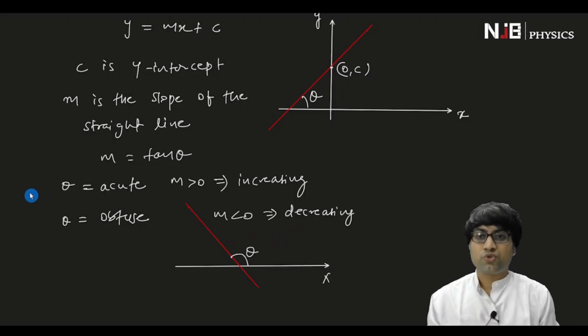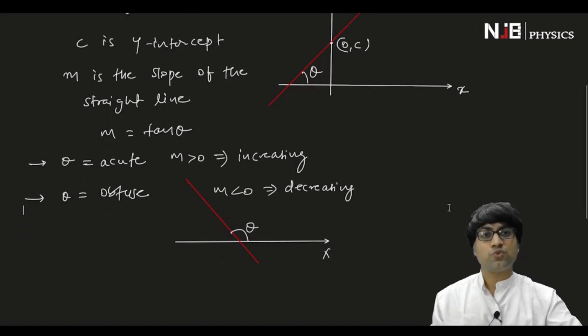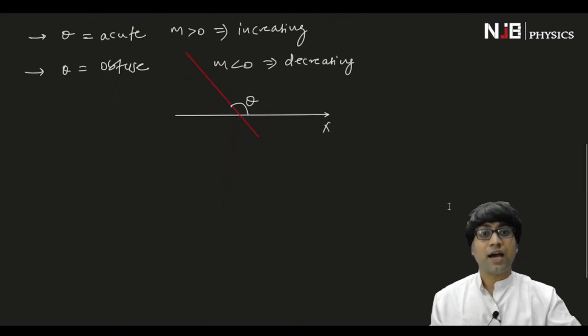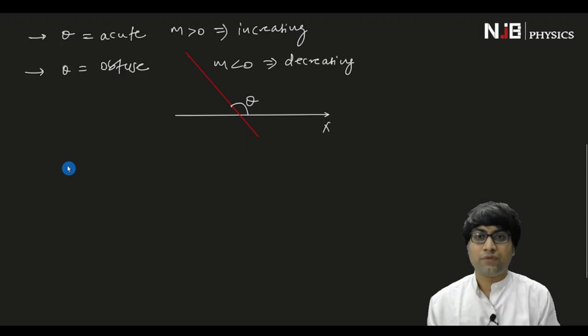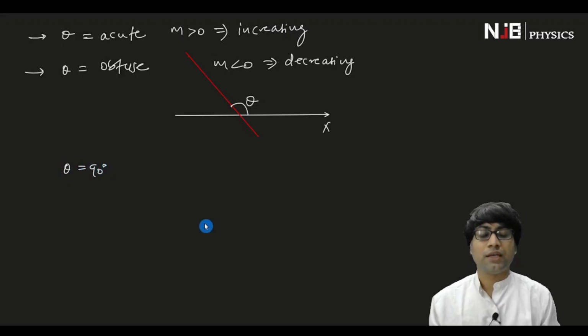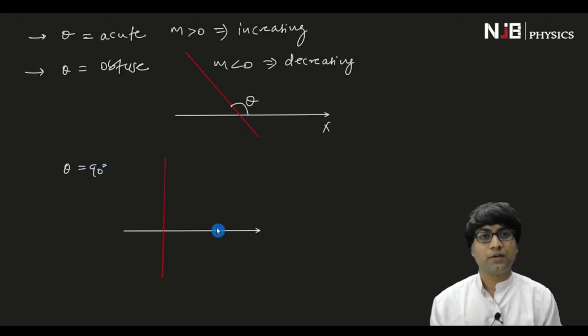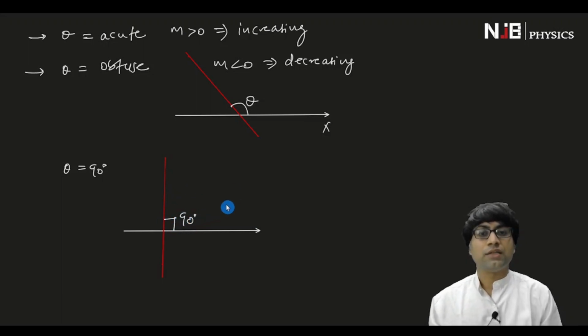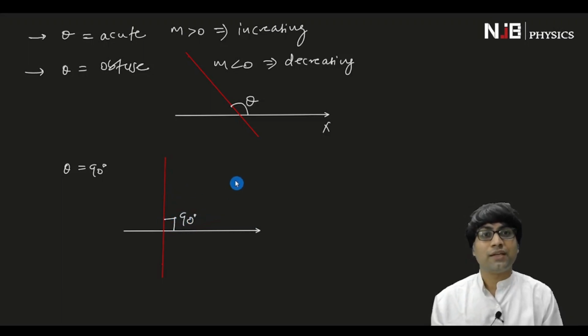So we talked about the situation when theta is acute, when theta is obtuse. Now let's talk about the situation wherein this theta is 90 degree. Well, if this theta is equal to 90 degree, then what will be the slope? Well, in this situation, the line is going to look like this. This is going to be 90 degree. Now, what is tangent of 90 degree? Well, it is not defined. So in this case, we will say that the slope is not defined.